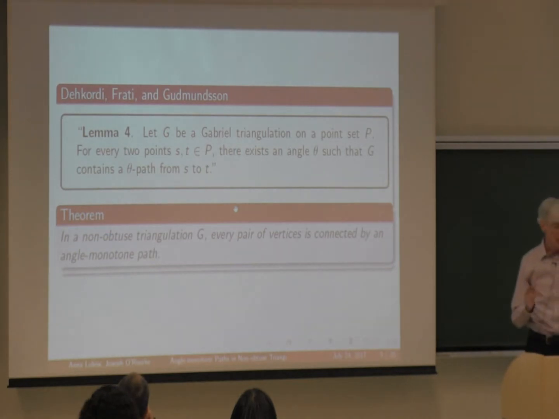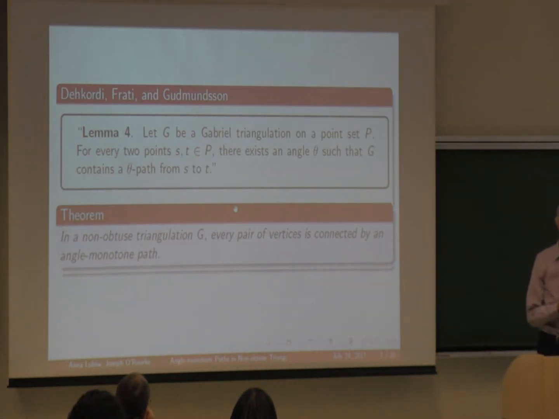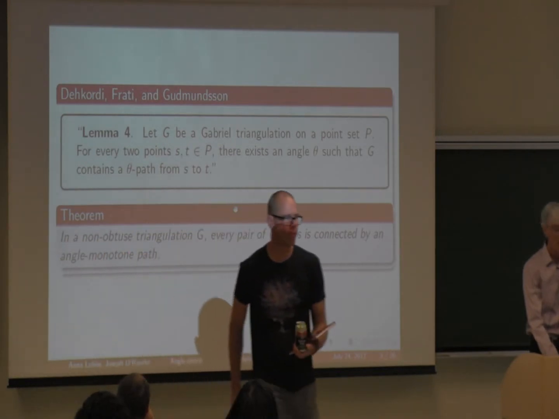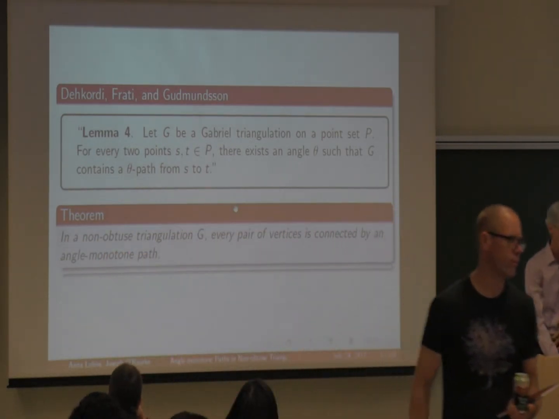So we just require the triangulation to have no obtuse angles, so that's what non-obtuse means, and that's implied by a Gabriel triangulation. And every pair is connected by one of these paths, for different angles. So this is what they proved, and we're reproving it in a different way.